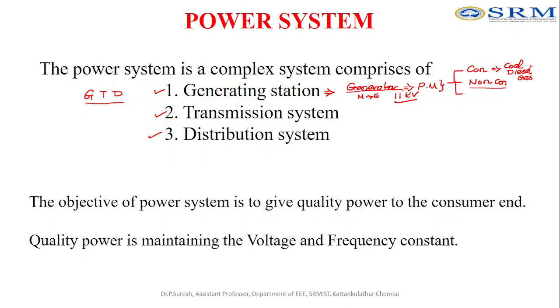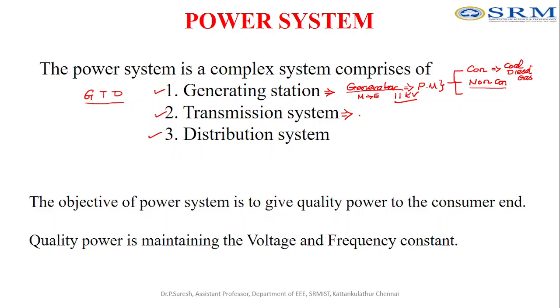Once the electrical power is generated, it should be transmitted, so the transmission system comes into the picture. Power is generated where ample resources are available, and all these resources are in remote areas. So the power is generated using those resources, and then it has to be transmitted. For transmitting the power, we have to go for another system called the transmission system.